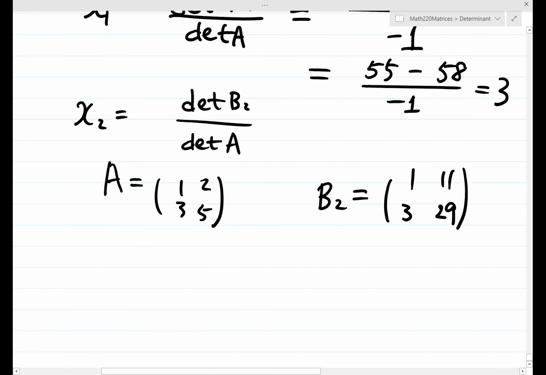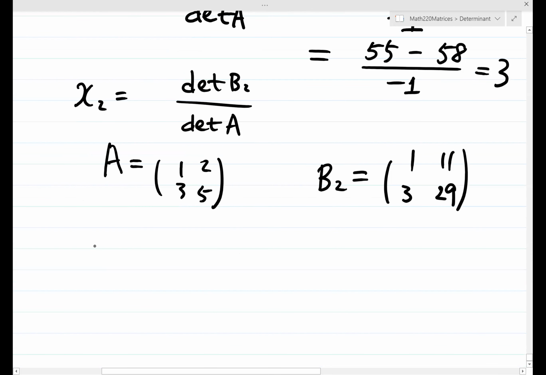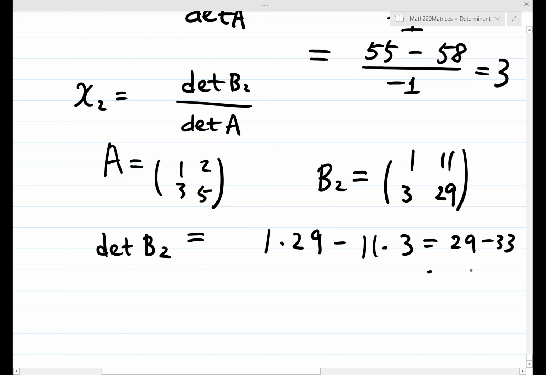Then you check the determinant of B2. It will be a 2 by 2 determinant. So 1 times 29 minus 11 times 3. So you get 29 minus 33. So this you get -4.